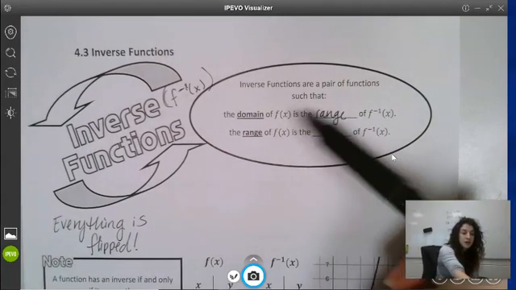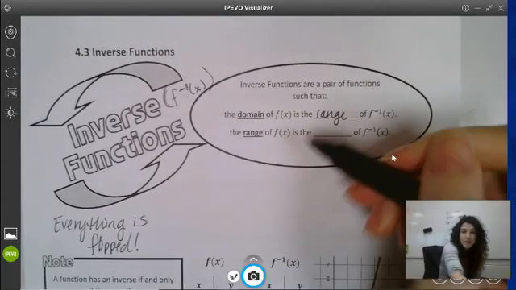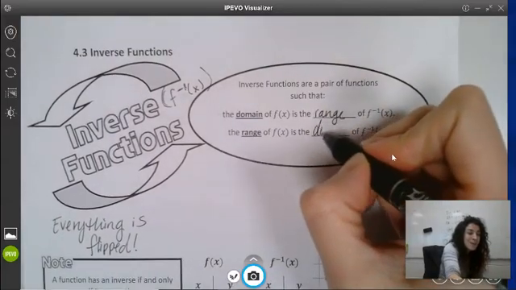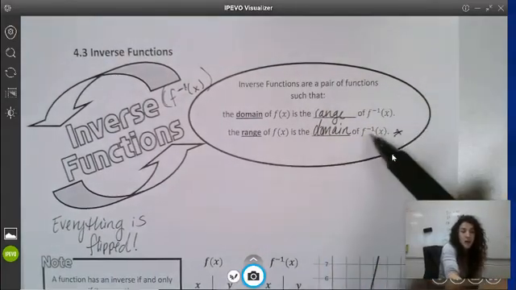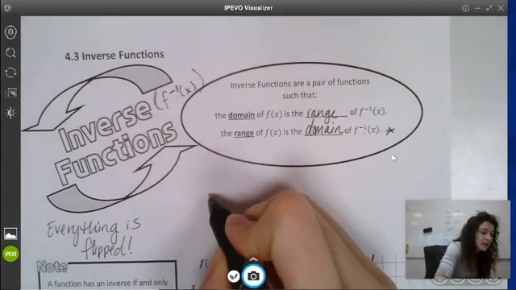Okay, so the domain of the original function is the range now of the inverse function, versus the range of the original function now becomes, try it out on your own, the domain of your inverse function. So everything is just flipped. Let me show you how that looks.